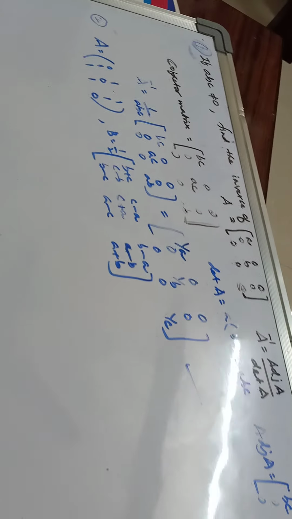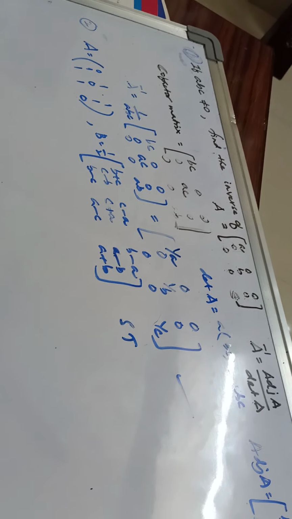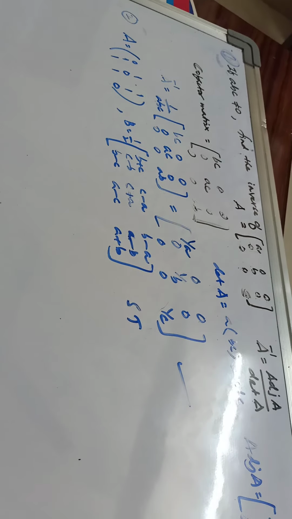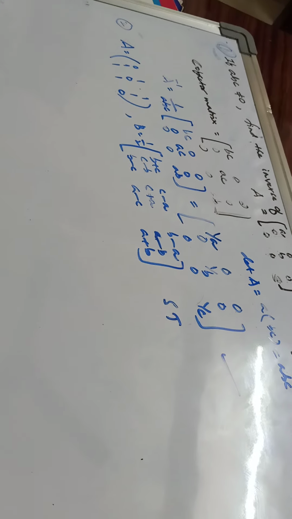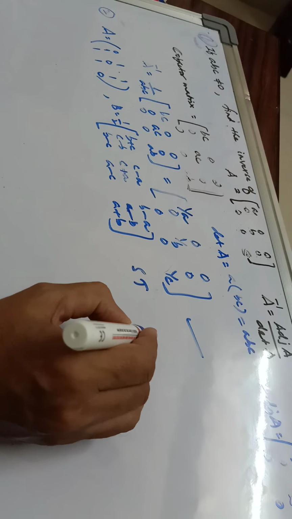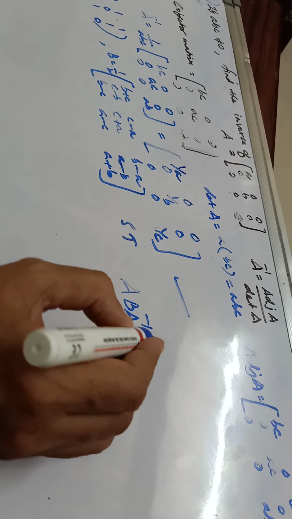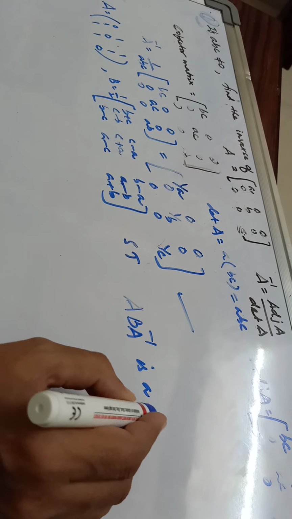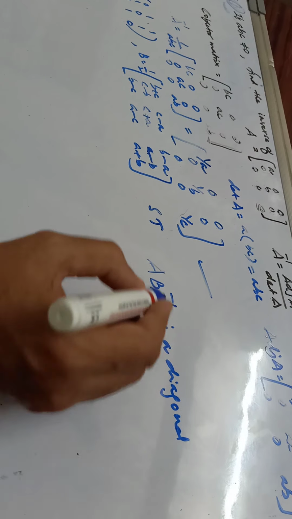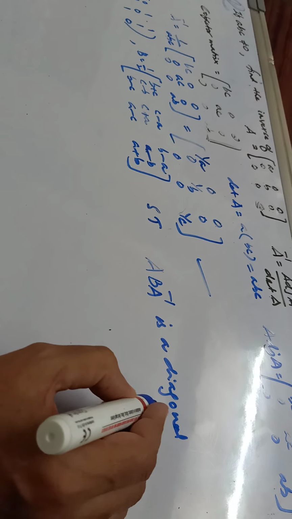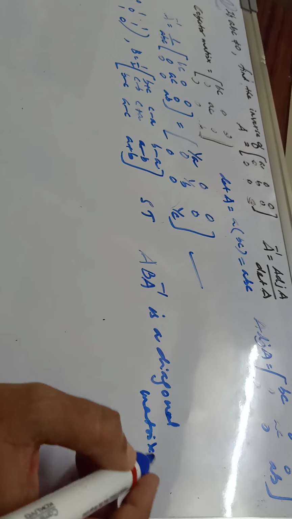Then show that AB A inverse is a diagonal matrix. We have to show that this is a diagonal matrix. You know what a diagonal matrix is.